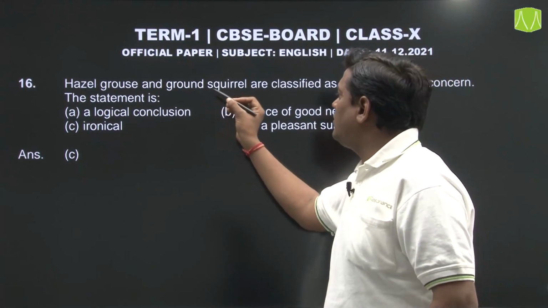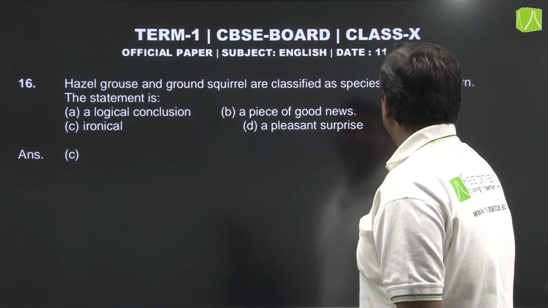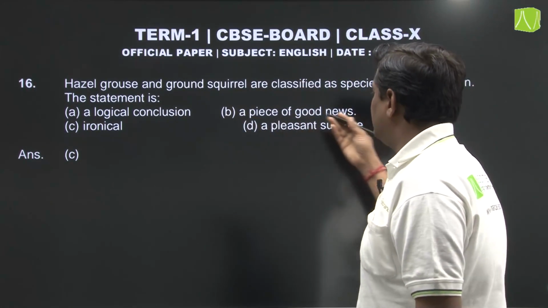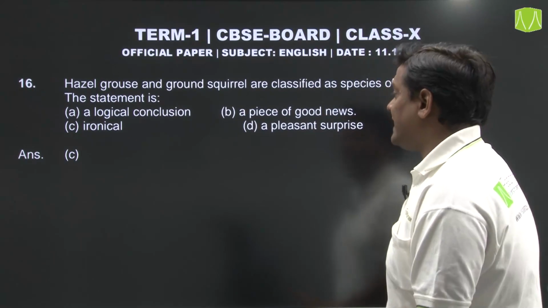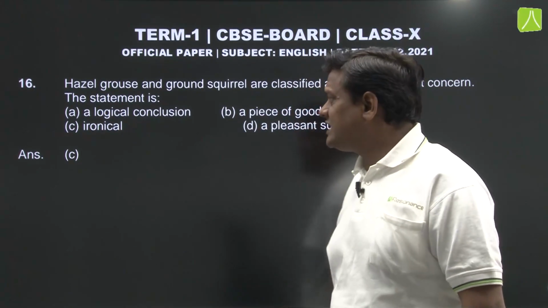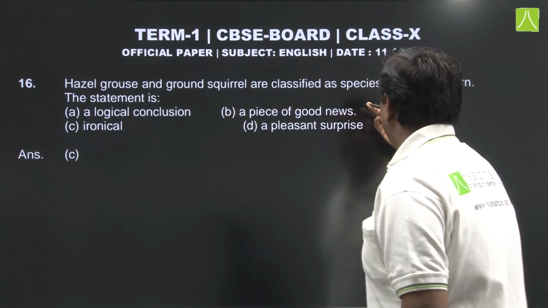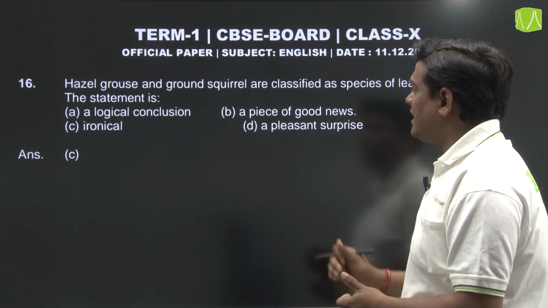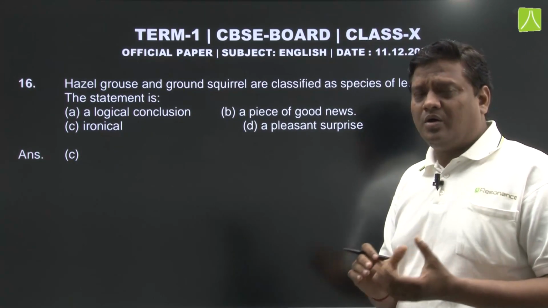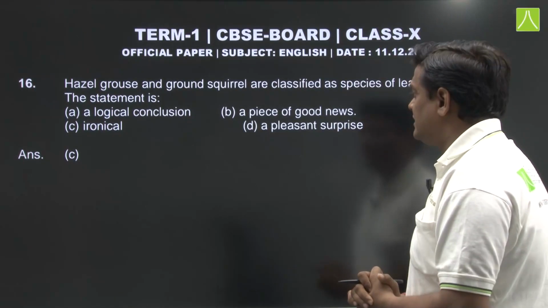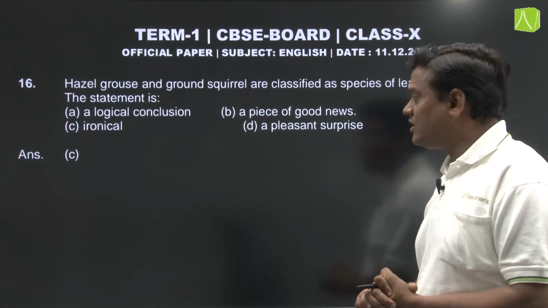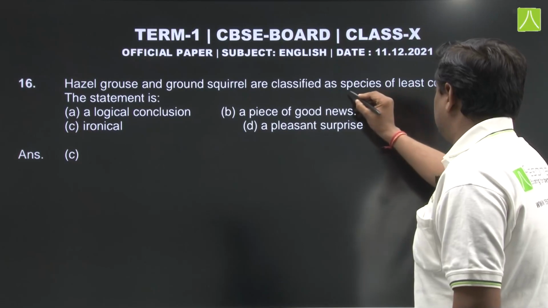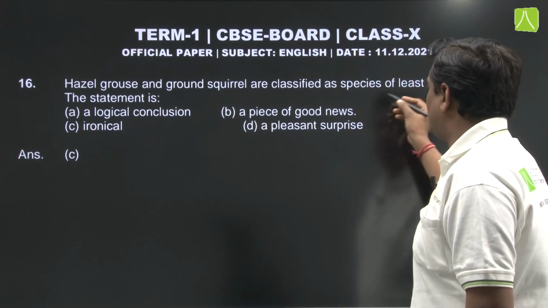Now, hazel grouse and ground squirrel are classified as species of least concern. The statement is a logical conclusion, a piece of good news, ironical, pleasant surprise. So, the correct answer is option C. The statement is ironical. Hazel grouse and ground squirrel are classified as species of least concern. No, the study found that these are the species which are most hurt in road accidents. So, the statement is ironical because it is saying that grouse and squirrel are species of least concern. This should be the species of most concern.